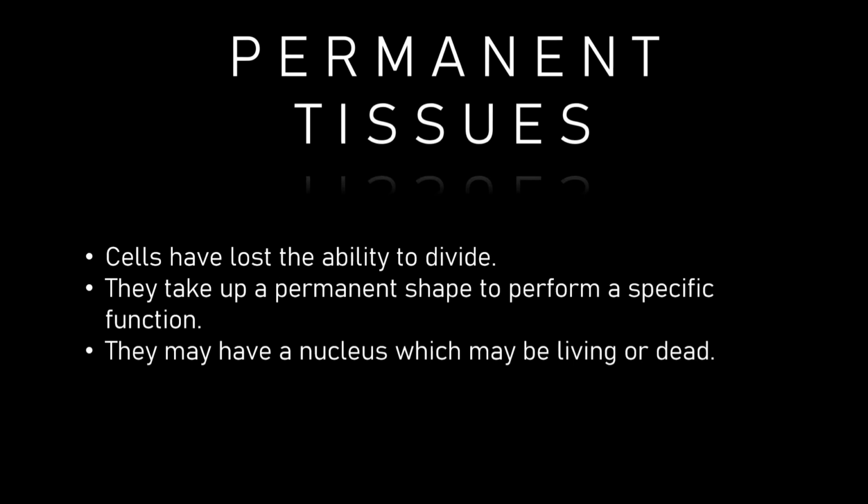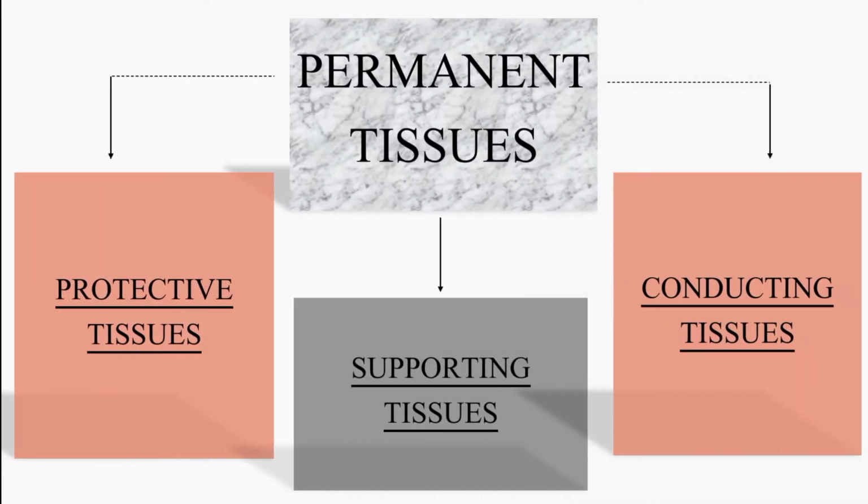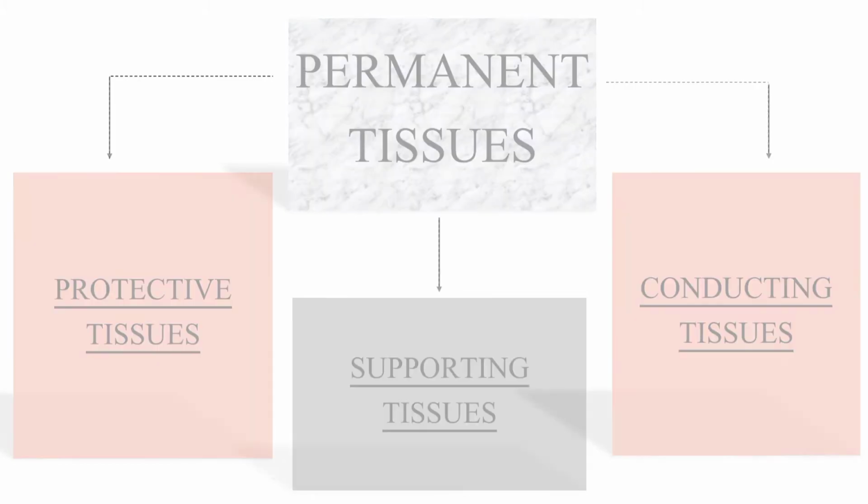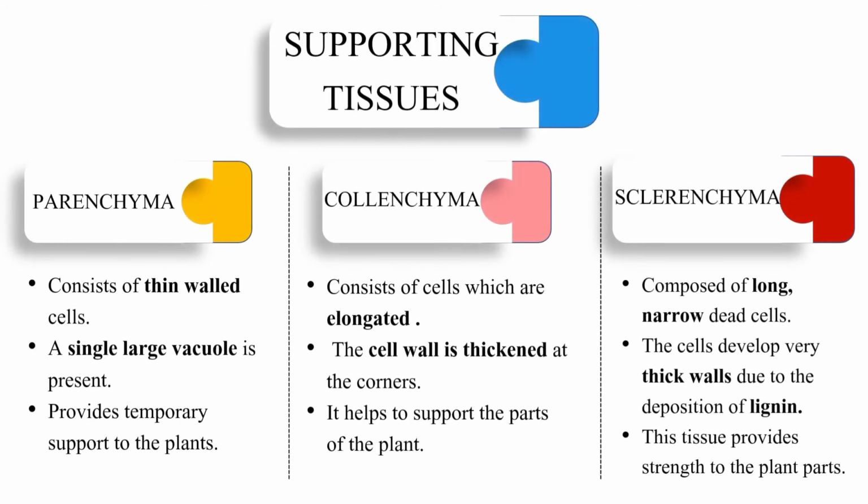The permanent tissues are made up of cells which have lost the ability to divide. They have a permanent shape and perform a specific function. They are of three types: protective, supporting, and the conducting tissues. The protective tissues have cells with thick cell walls and are found on the surface of roots, stems, and leaves. Next up are the supporting tissues, which are of three types: the parenchyma, sclerenchyma, and the collenchyma.